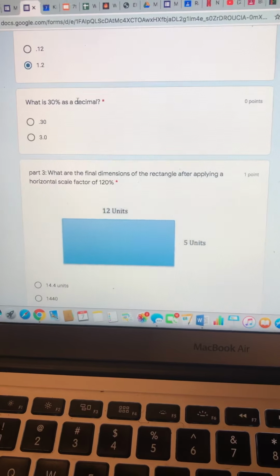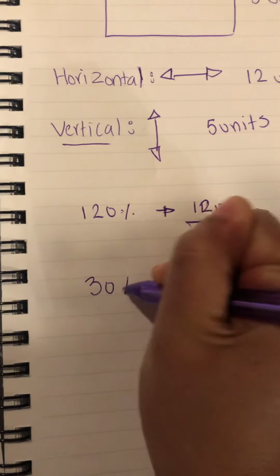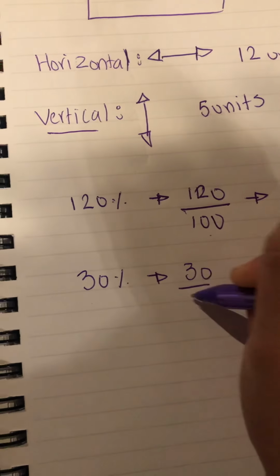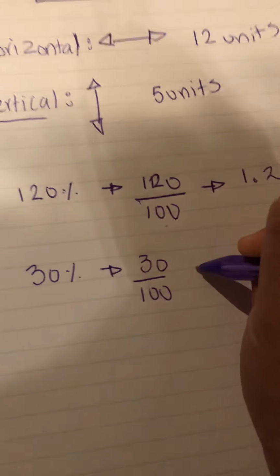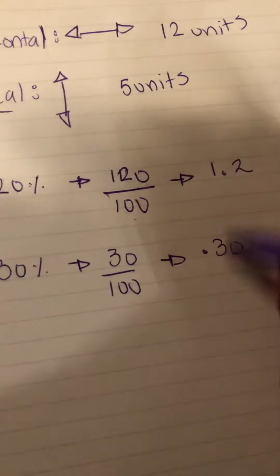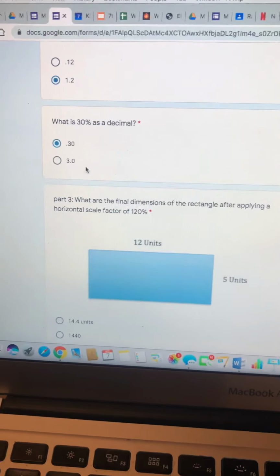Next, what is 30% as a decimal? Again, 30% is the same as 30 out of 100. And if I divide 30 by 100, we know you would get 30 hundredths. So 30% as a decimal is 0.30, not 3.